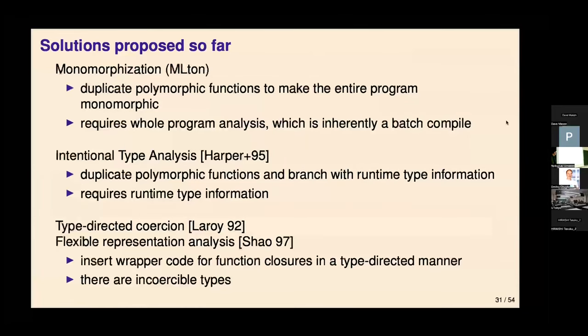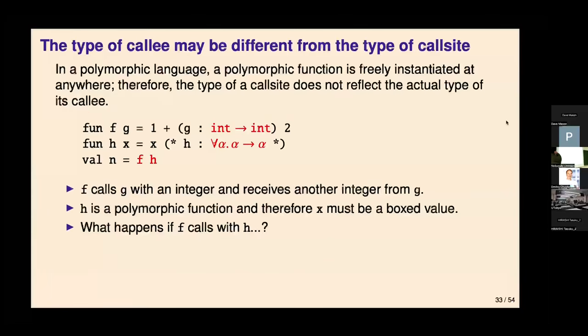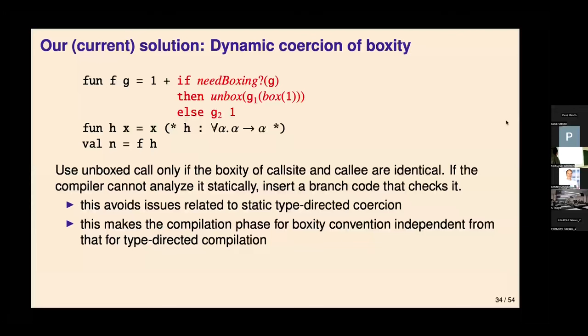Our strategy is a solution proposed so far, and I'd like to skip it. Our strategy is to use memory as a generic strategy for arbitrary types of data. This kind of variable is a pointer regardless of instance type. If needed, we perform boxing and unboxing according to its necessity. I'd like to skip this one due to time limitation. Our solution is a dynamic version of boxing.